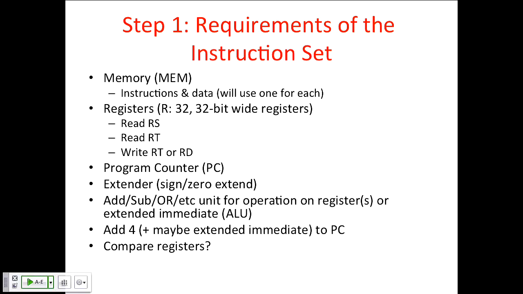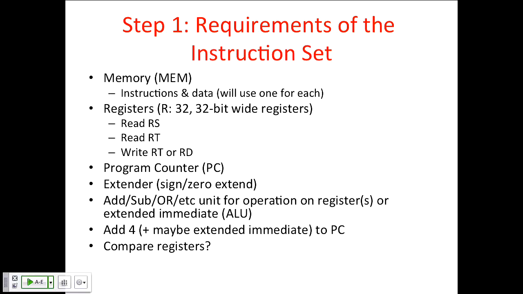program. We need to be able to read the RS field. We need to be able to read the RT field, those addresses from the instruction. We also need to write either a register whose address is given in the RT field or in the RD field. Right. We also need a program counter. We need something to hold where we are right now in the program.